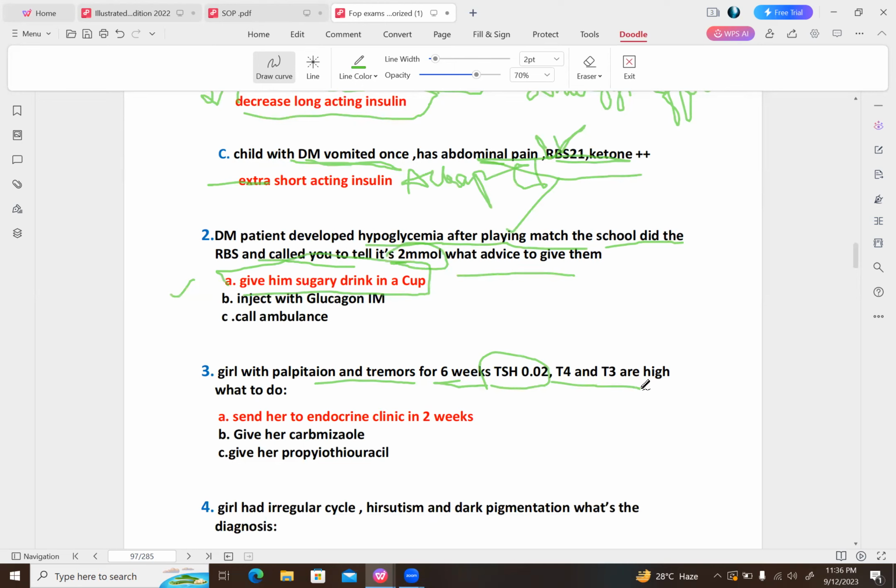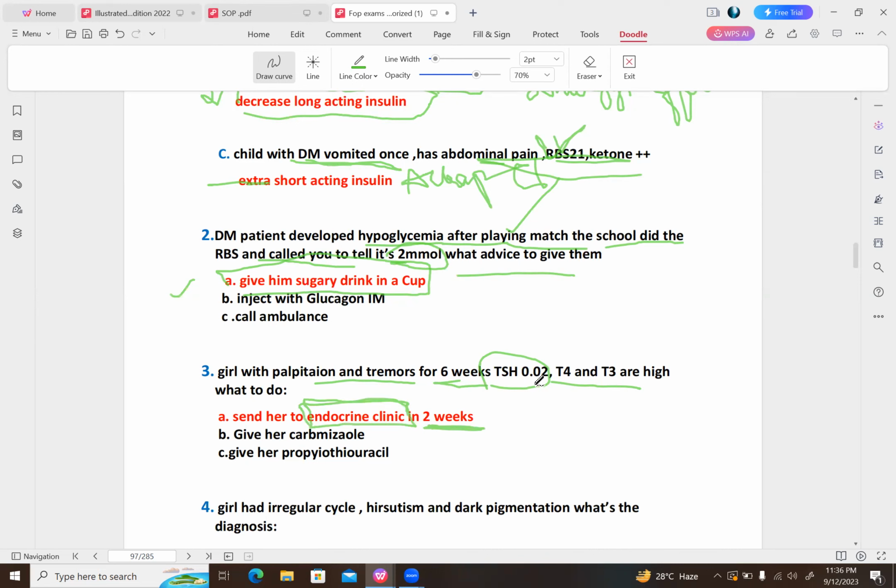And UK guidelines, they haven't given hyperthyroidism guidelines in their blue book. So from what I concluded, the UK system always wants pediatricians to refer these hyperthyroid patients to endocrine clinics and let the endocrinologist deal with these cases only. But you have to send them in 2 weeks.